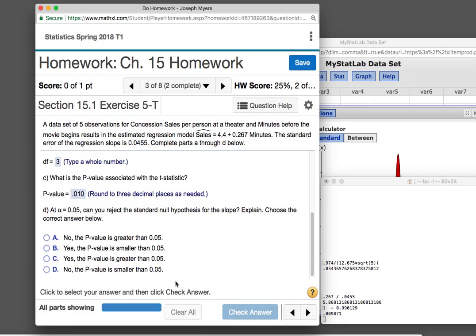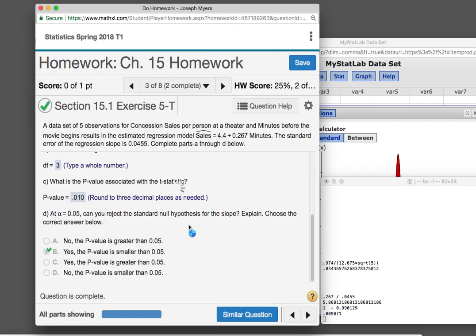Excellent. And that p-value is less than 0.05, so we can reject the null hypothesis. Can we reject it? Yes, because the p-value is less than the alpha value. Check answer. Good.